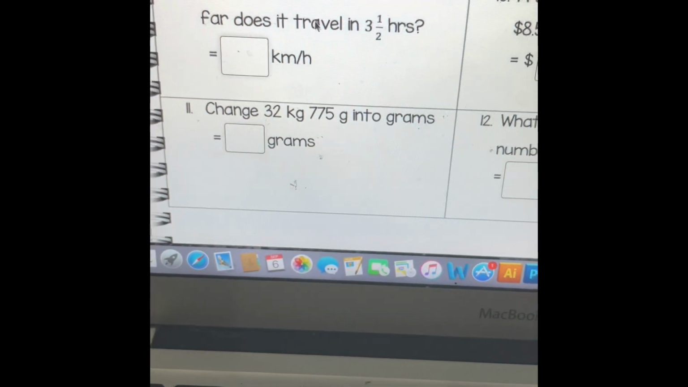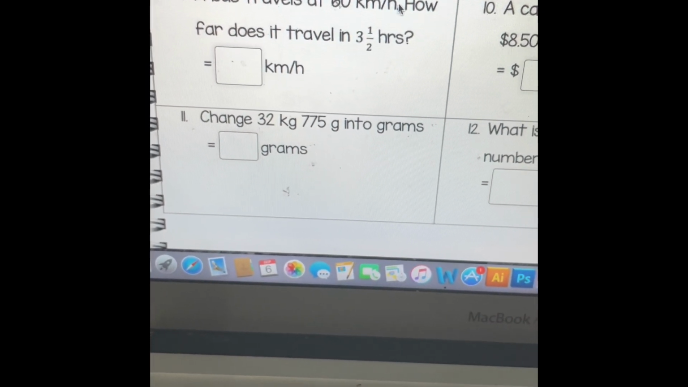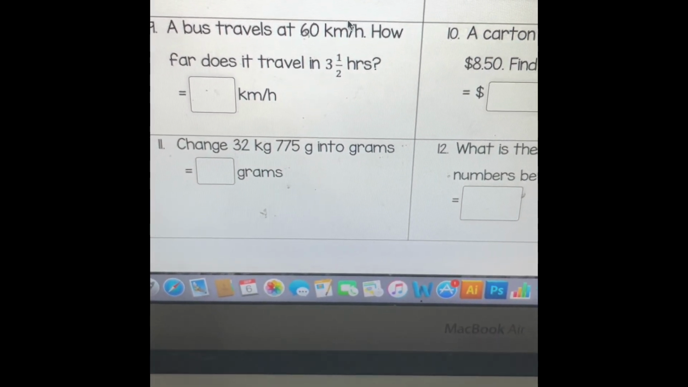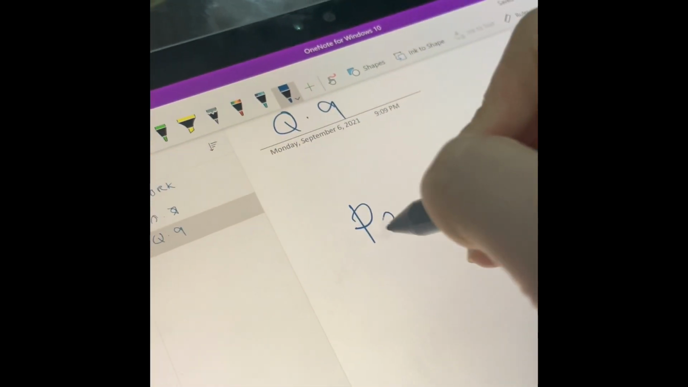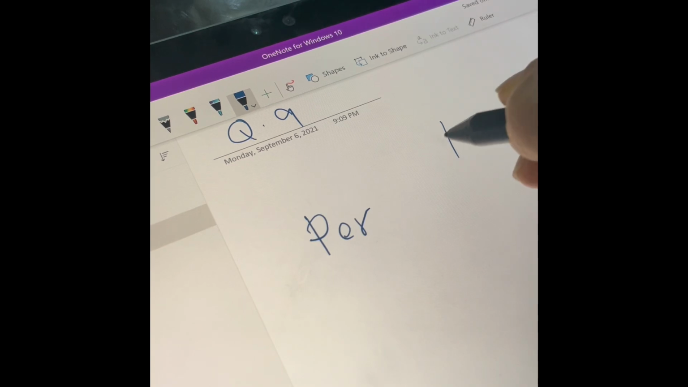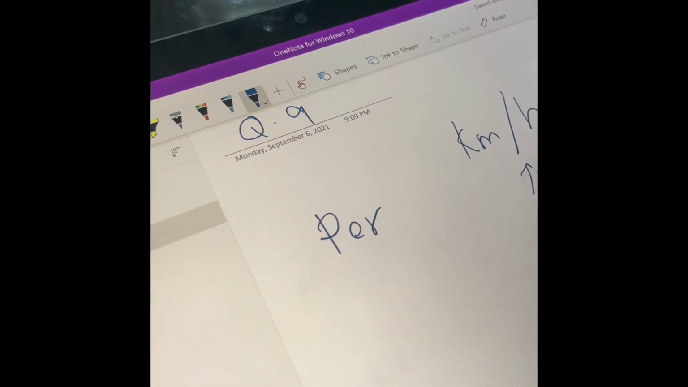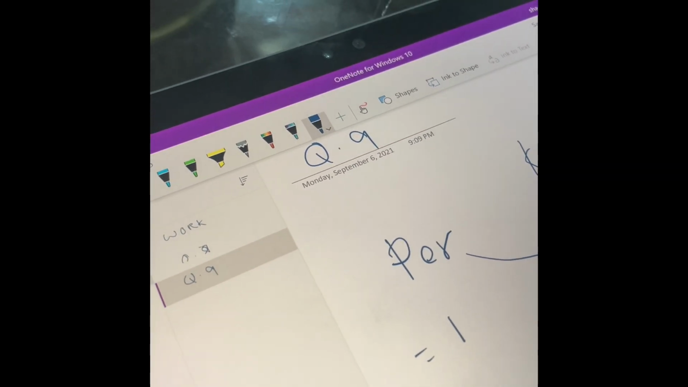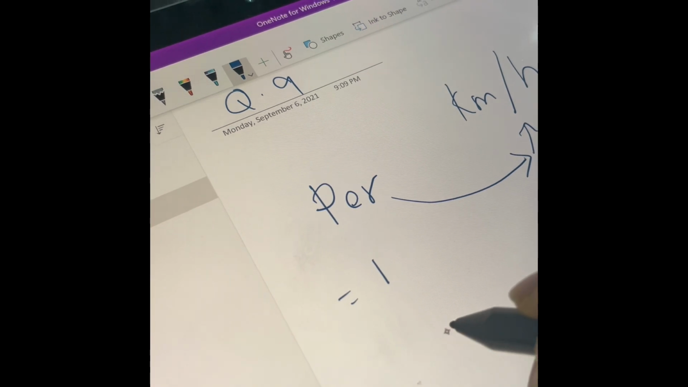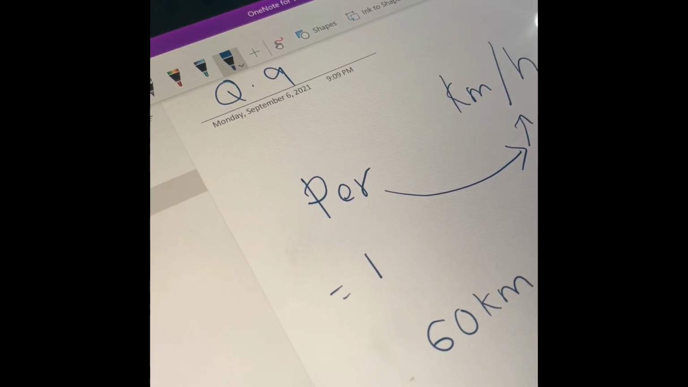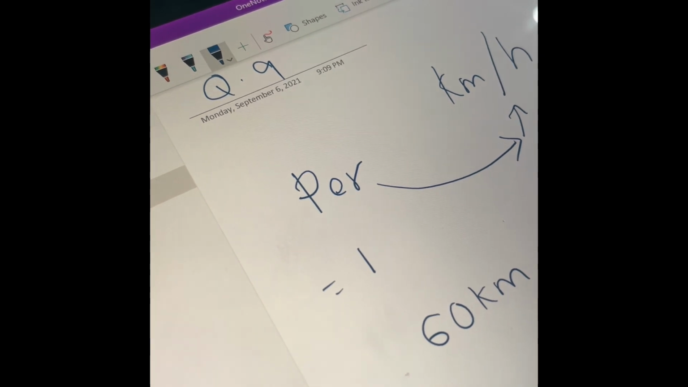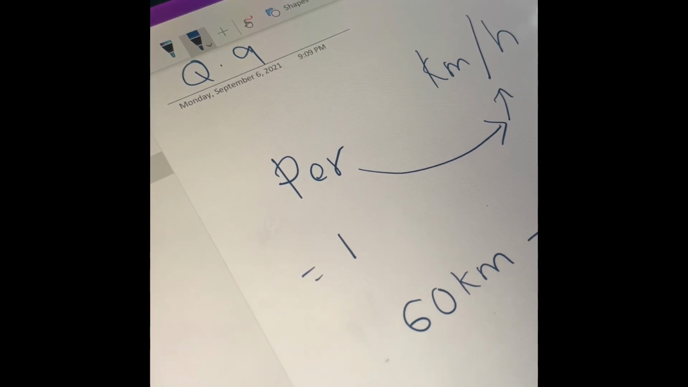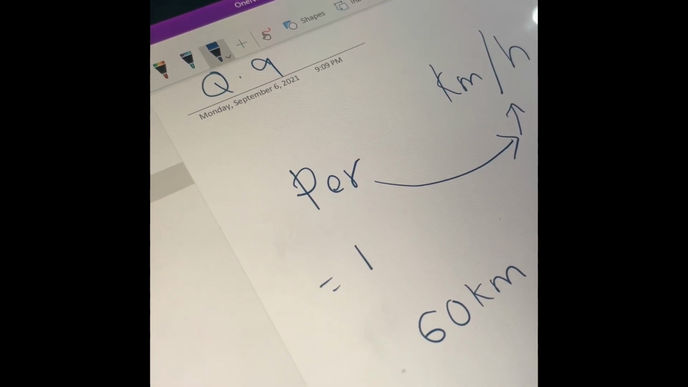Question number 9. A bus travels at 60 km per hour. How far does it travel in 3.5 hours? Okay, do you remember what the word "per" means? Or there it is written kilometer per hour. This means per. Per means 1. So the bus travels 60 km in 1 hour. If it travels 3.5 hours, then how many kilometers is that?